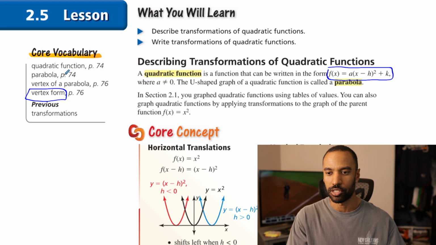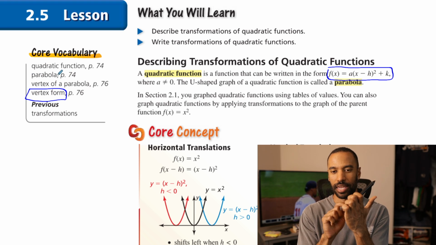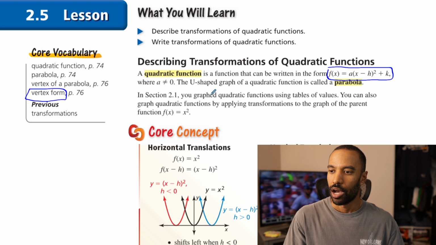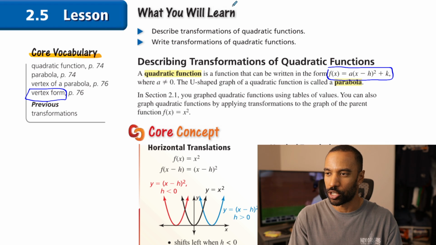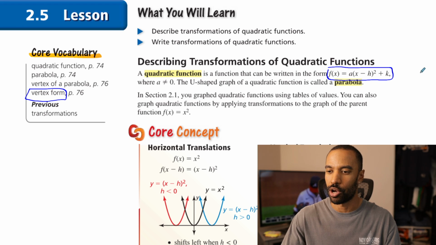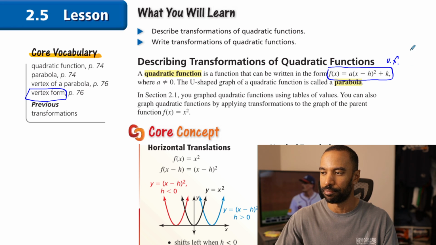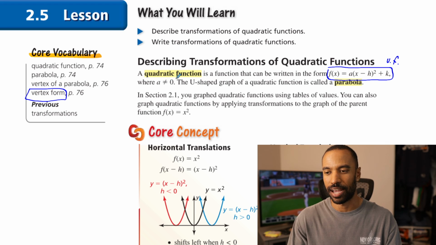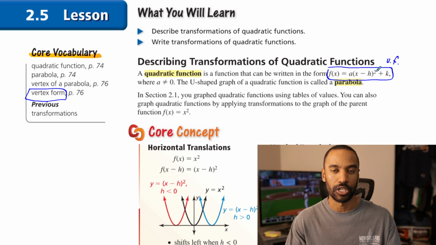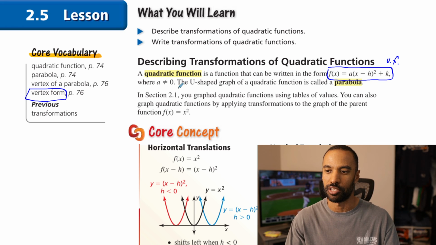Quadratic function, parabola is the U-shape, vertex of a parabola is where we hit that bottom point, and then vertex form is what you're looking at boxed. Okay, describing transformations of quadratic functions. No different from what we've been seeing. A quadratic function is a function that can be written in this form. This is known again as vertex form. I'll just write VF. Vertex form where a cannot equal 0. If a was 0, x wipes out, the squared wipes out, it's no longer quadratic, it's just a constant. A has to be some non-zero value.